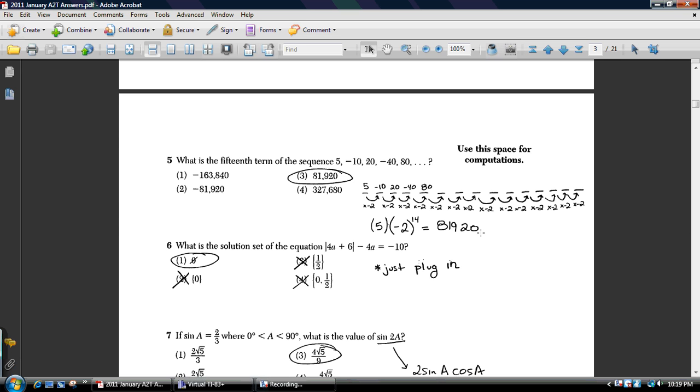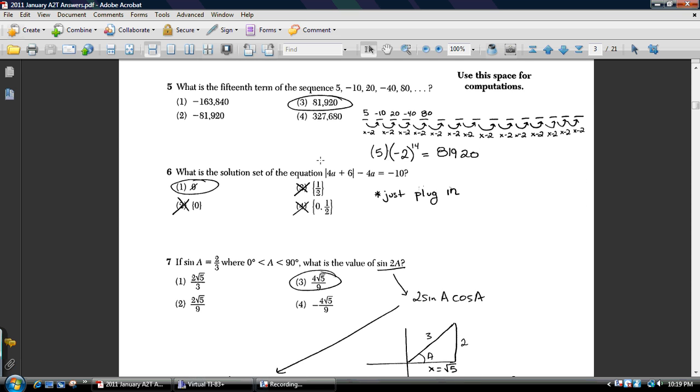That's 81,920. What's the solution set of this equation? Honestly, you just plug your multiple choice answers in. It's easier than doing all the algebra. There is nothing. None of these answers work.